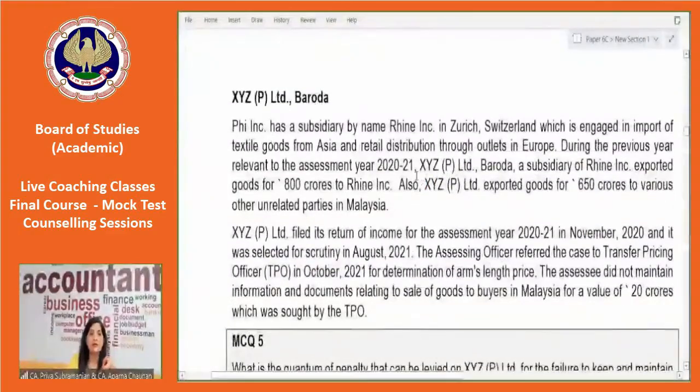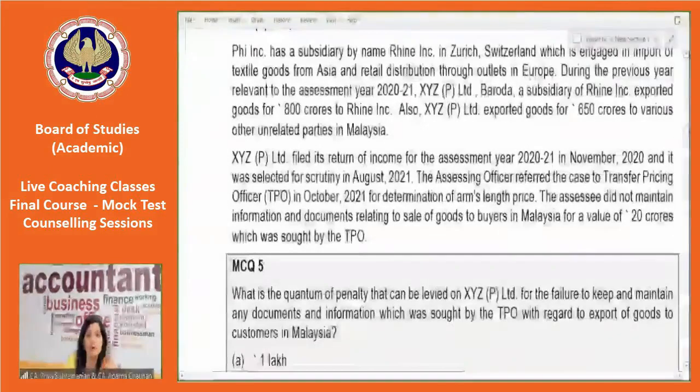Now, the second paragraph of this case study: XYZ Private Limited, Baroda, Fee Inc. Already mentioned in the first paragraph, the Fee Inc. is the parent entity of Alpha Banking Corporation Limited. Fee Inc. Limited has a subsidiary by the name Reining in Zurich, Switzerland, which is engaged in import of textile goods from Asian retail distributor through outlets in Europe. During the previous year relevant to assessment year 2021, XYZ Private Limited, Baroda, a subsidiary of Reining, exported goods for 800 crore to Reining.